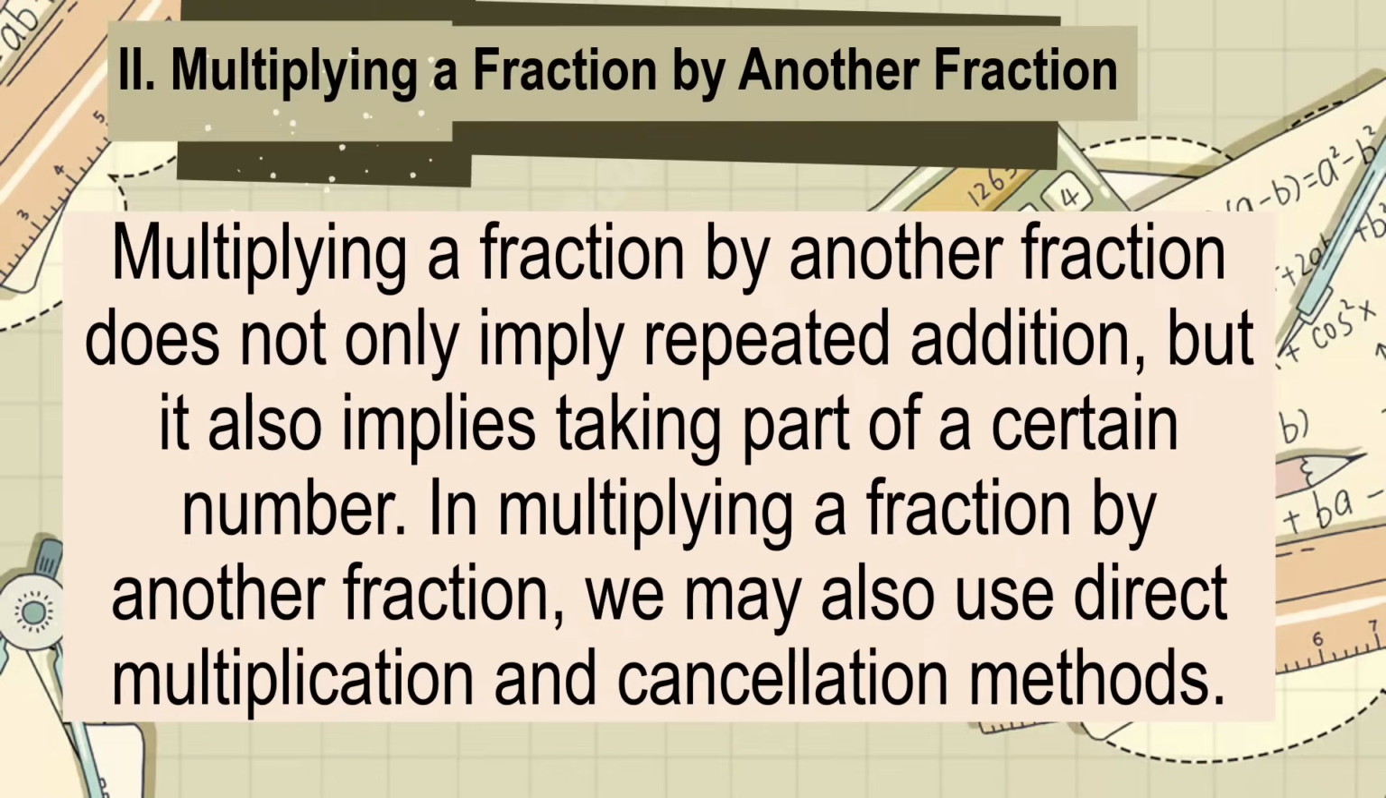So number 2, we have multiplying a fraction by another fraction. The first one was multiplying a fraction by a whole number. For this one, we are going to multiply a fraction by another fraction. Multiplying a fraction by another fraction does not only imply repeated addition, but it also implies taking part of a certain number. In multiplying a fraction by another fraction, we may also use direct multiplication and cancellation methods.